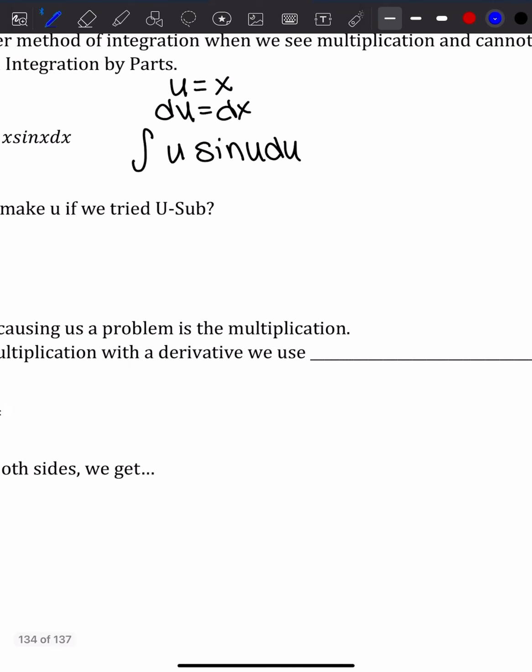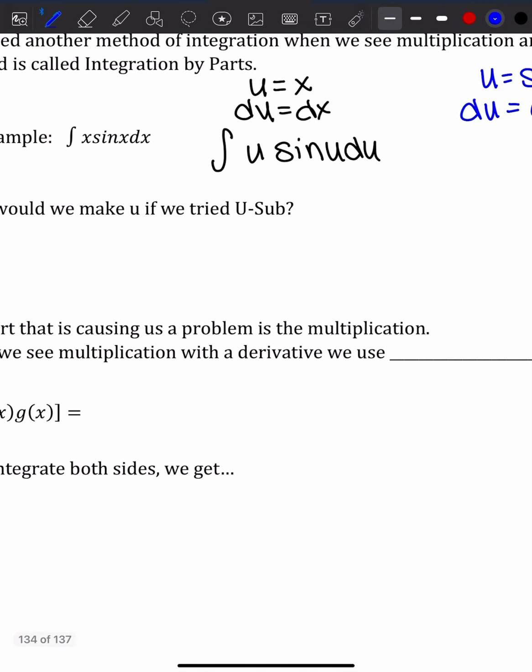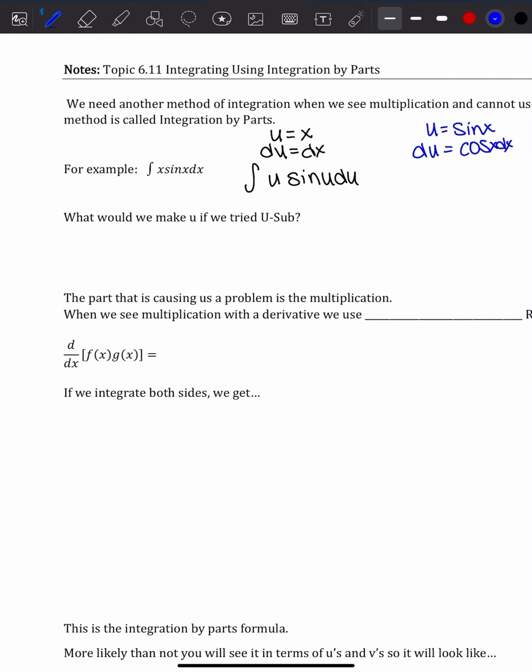Okay, our other option here is, let's make u sine of x. So if I make u sine of x, that's going to make du equal to cosine of x dx. Our new problem, cosine is not in this problem, so we can't really do either of these things, which means we now have to try something else.